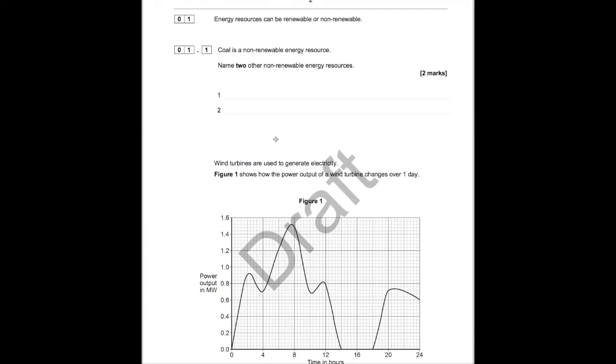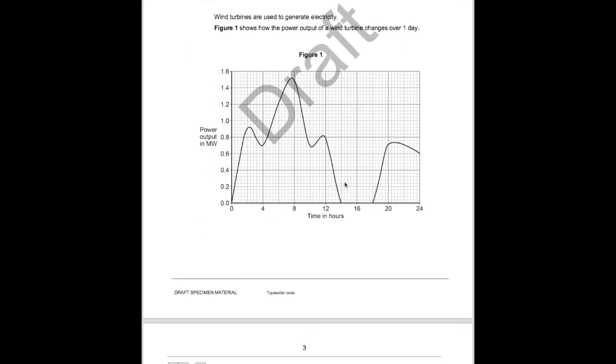Right, energy resources can be renewable or non-renewable. Coal is a non-renewable energy resource. Name 2 other non-renewable energy resources. Non-renewable, that means things that are going to run out. So you've got oil, and you've got natural gas. You could also have nuclear. They are the 4 non-renewable energy resources, along with coal there.